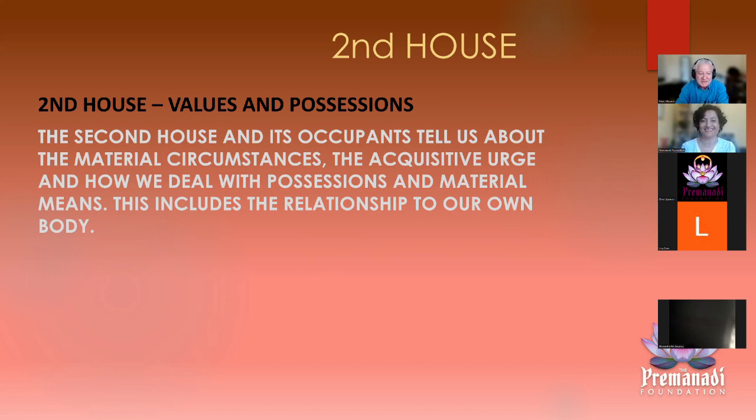So the second house and its occupants, meaning their planets, tell us about the material circumstances, the acquisitive urge, and how to deal with possessions and material means. This includes the relationship to our own body. All right, this is very important.